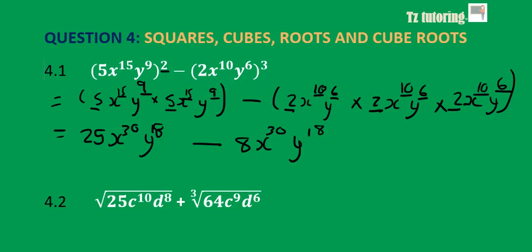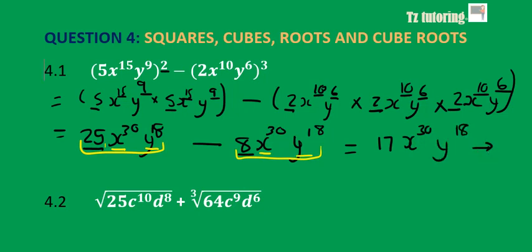And what do you notice? We are not done simplifying, because now these two terms are like terms. They both have x^30 and y^18. So that means we should simplify further. We could subtract the two terms. So again, starting with the coefficients, 25 minus 8 is 17. And the like term of x to the power of 30, y to the power of 18, we can just write as it is.